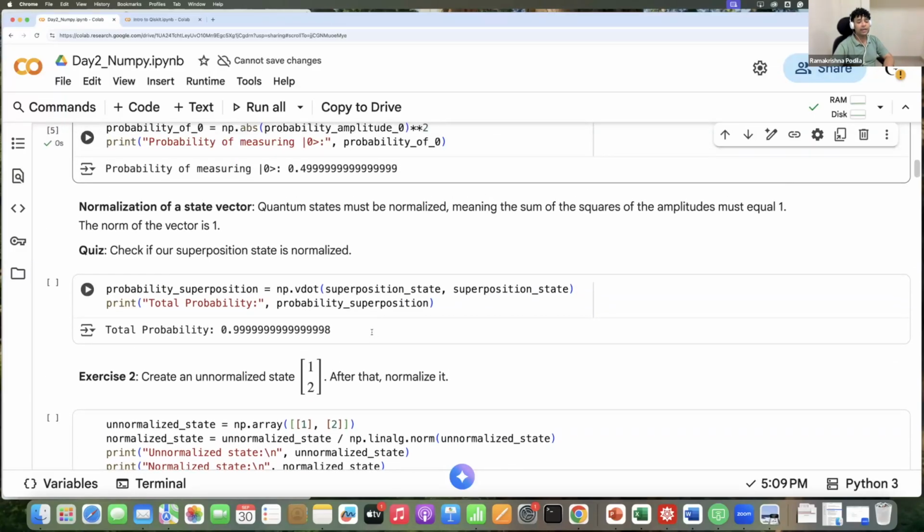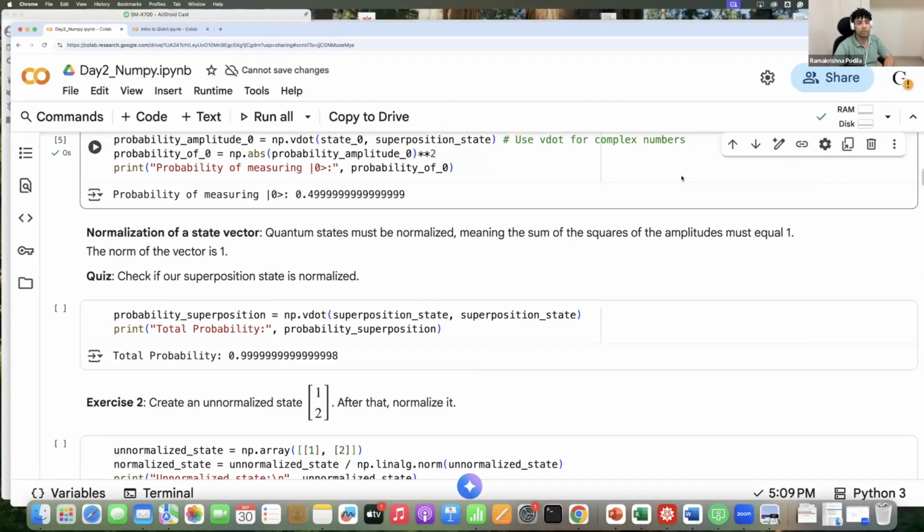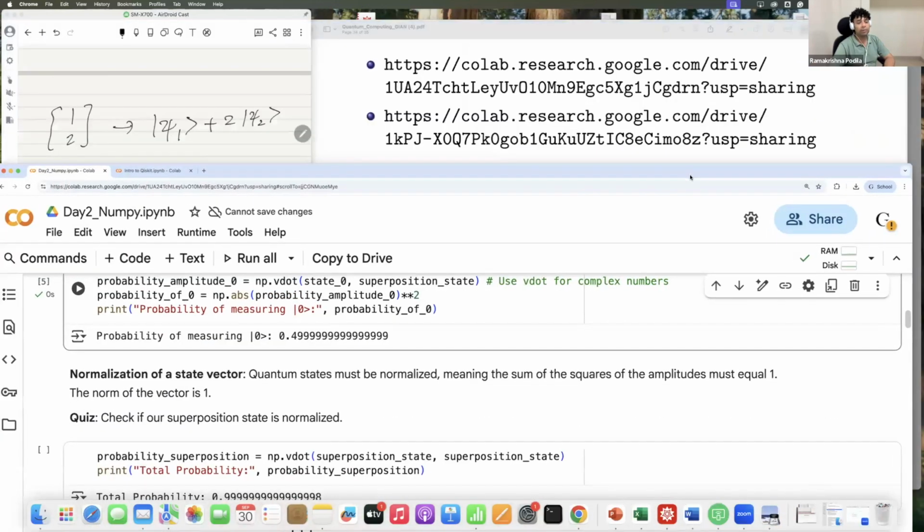So for example, we can create an unnormalized state 1, 2. So what would this mean? For example, if I do 1, 2, this would mean that I would have some psi 1 plus 2 times psi 2. This is clearly not normalized, so the total probability would be greater than 1.